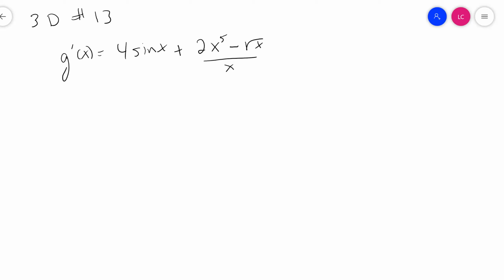Okay, so this is the first of the questions. So we want to undo the derivative with the antiderivative. So we have to split this one up. I'm just going to carry the sign along. So go slow: 2x to the fifth over x minus root x over x.